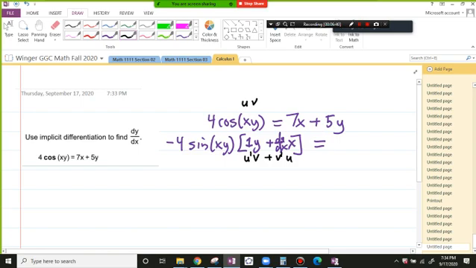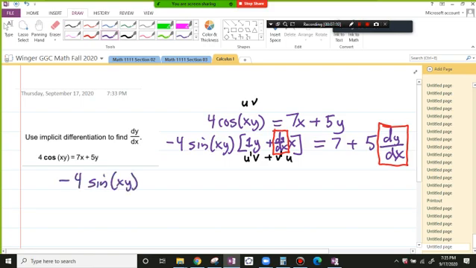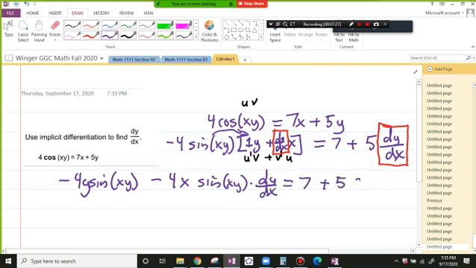And so the derivative of 7x is 7, and the derivative of 5y is 5 times the derivative of y. Right? So this is one of the ugly ones. I don't care how ugly it is. I know what my goal is, and it's to solve for dy/dx. Got to get it by itself. So we've got to unravel all of this stuff. So we'll distribute here. I knew I didn't have enough room. Minus 4 sine of xy times y, this times this, and then minus 4x sine of xy times dy/dx equals 7 plus 5 times dy/dx.